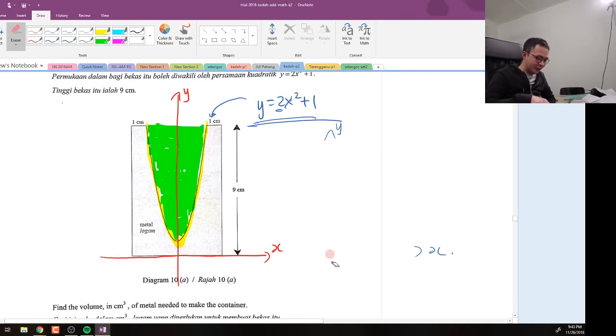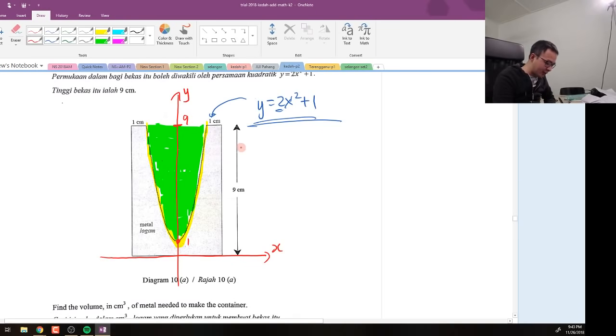Since we know this value here is 1, and this is 9 units, I know the height here will be 9. It's quite straightforward.